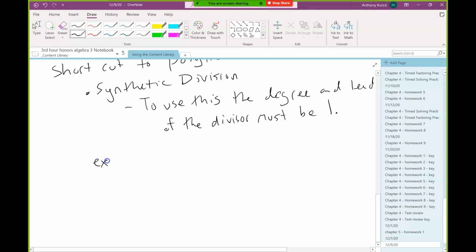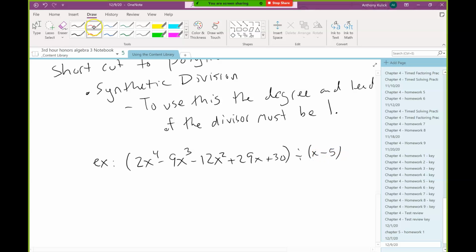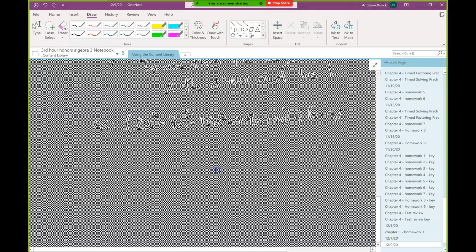The love of this synthetic division is that you guys already know how to do this. I've already taught you how to do this. And I don't remember you teaching me this. And it's because you didn't know that I was teaching you this when I taught it to you.